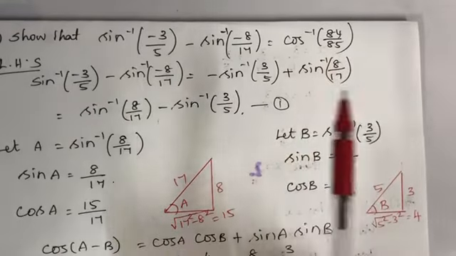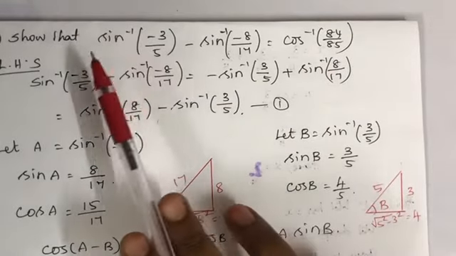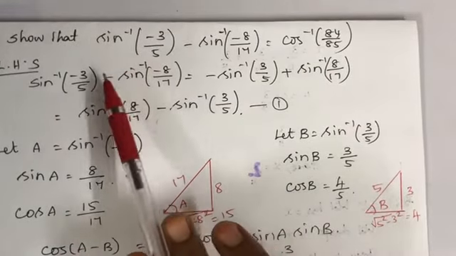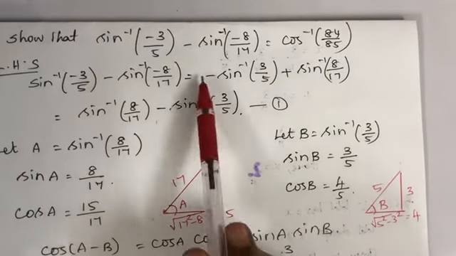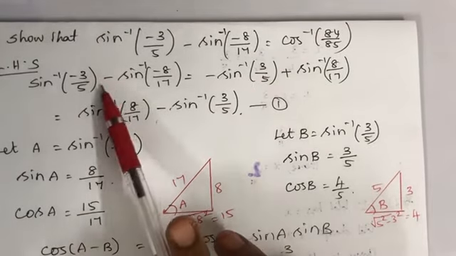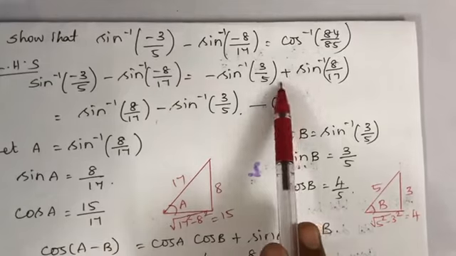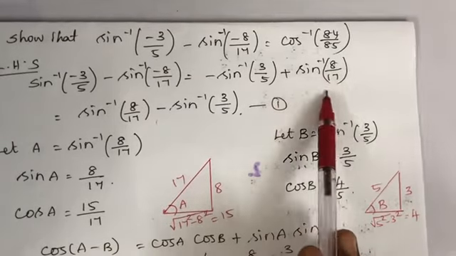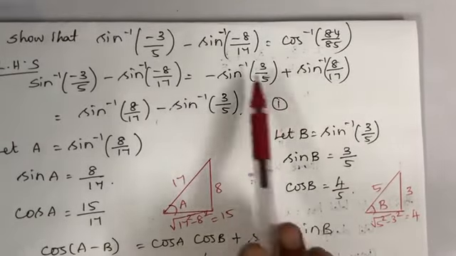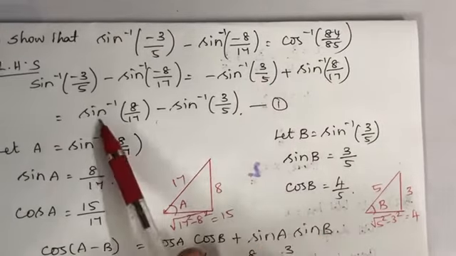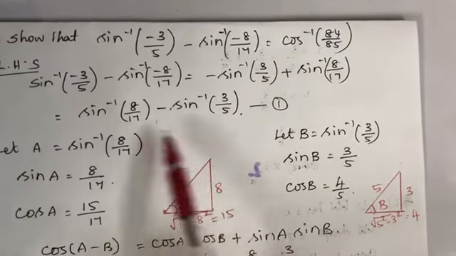We have to prove this. So, first we are taking the minus outside. So, this term will become minus sin inverse 3 by 5, and here minus and minus will get plus. So plus sin inverse of 8 by 17. In the next step, we are interchanging this: the plus term goes to the first place and the minus term goes next.